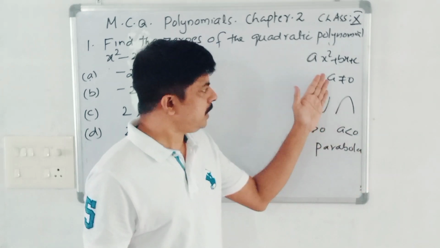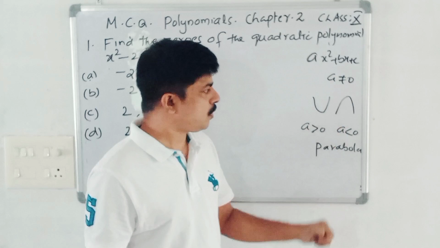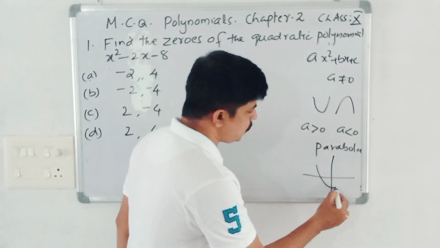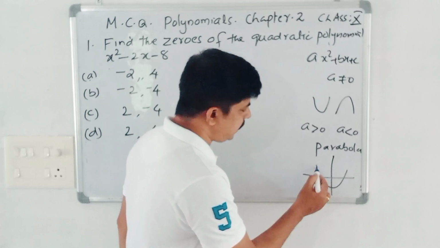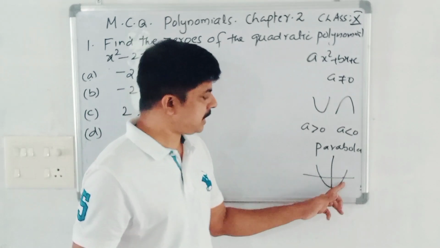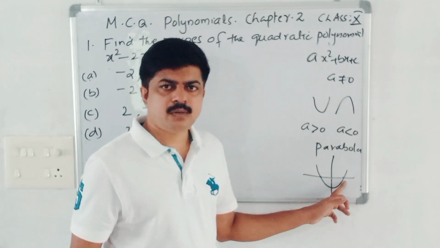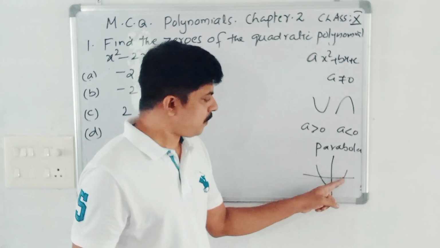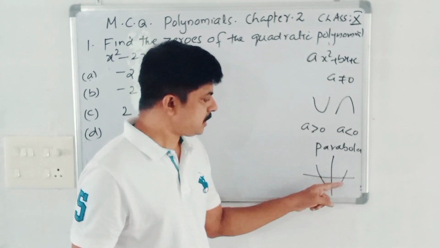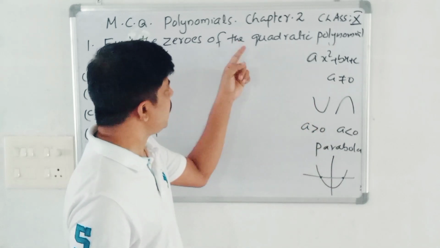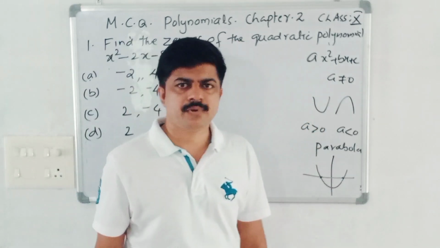You know, when we draw the graph of the quadratic polynomial, we know that it will be intersecting the x-axis at 2 points. This is where the graph cuts the x-axis. Where the graph cuts the x-axis, that is called the zeros of the quadratic polynomial. The point of intersection of the graph with the x-axis, that is called the zeros of the quadratic polynomial. By algebraical method, by factorization method, we can find the zero.